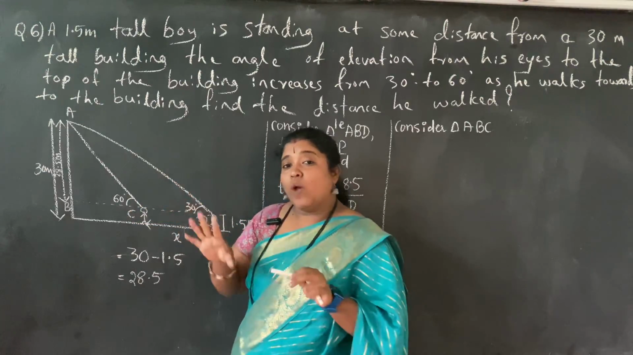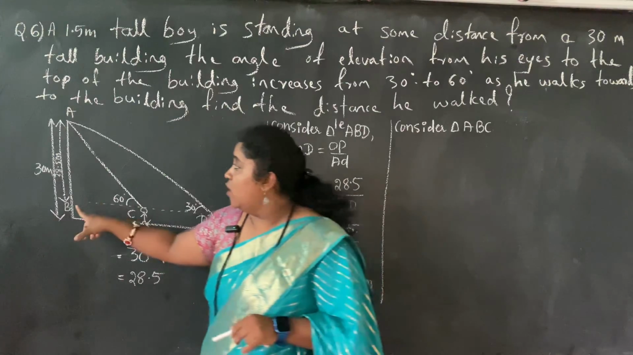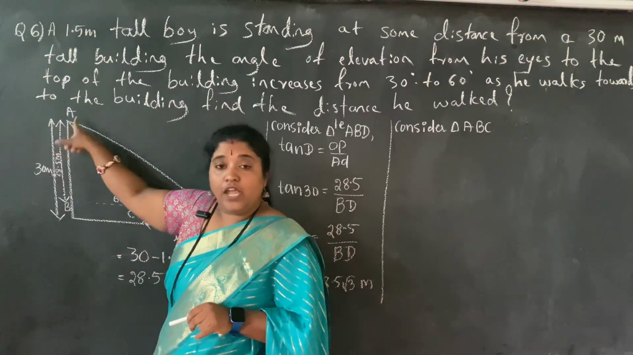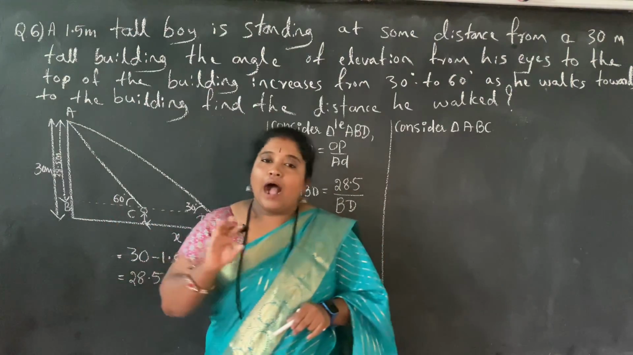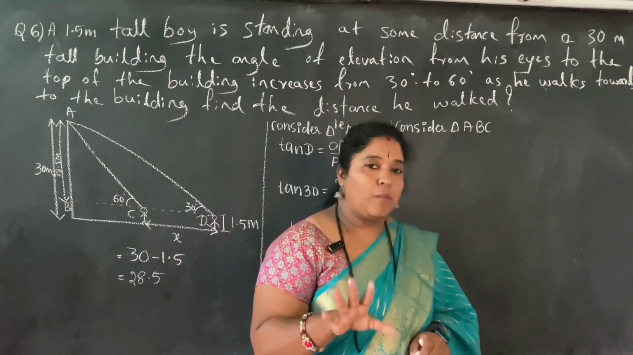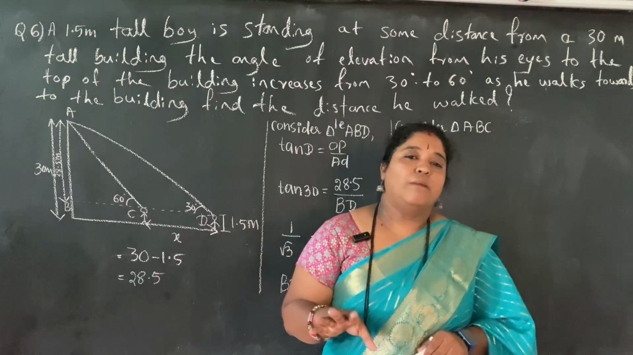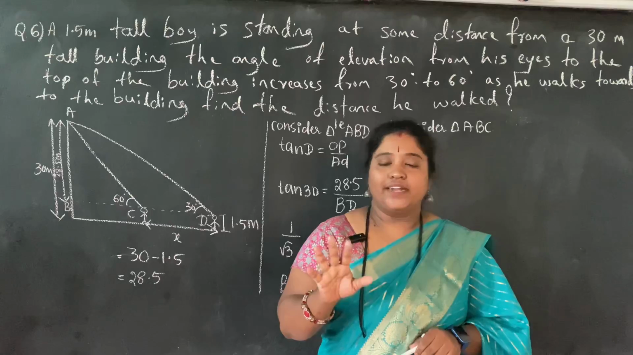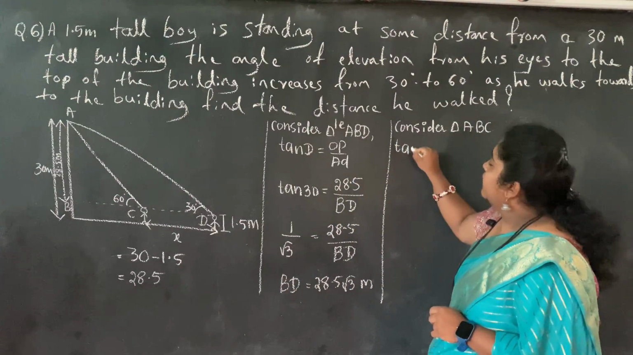With respect to angle 60 degree, which one will be the opposite side? Of course, AB. Which one will be the adjacent side? BC. Yes or no? Again, once I have the opposite side, I tend to calculate the adjacent. Which trigonometric ratio do I use? Again, tan theta. Isn't it, dear? So I'll be using tan C here.